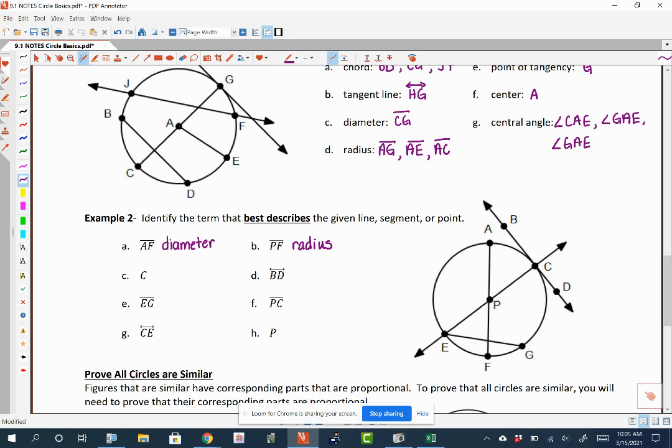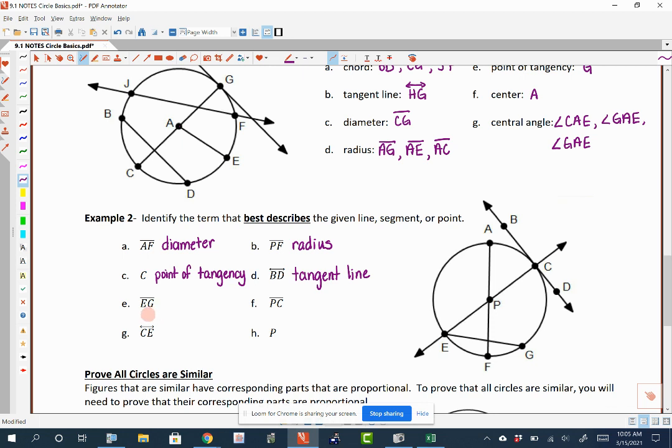Problem C is point C. So I find point C outside here on my circle, and that's associated with that line that's tangent to that circle. So that point C must be a point of tangency. Anytime a circle and a line intersect at one point, that point is a point of tangency. Problem D, I notice it's got a line BD. So line BD, what we were just working with, that would have to be a tangent line. It was tangent at that point C.